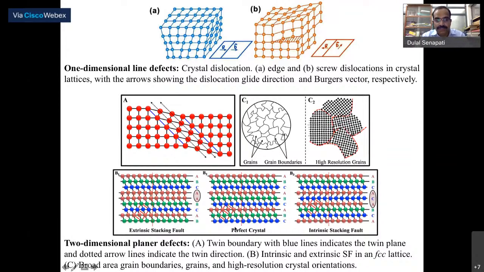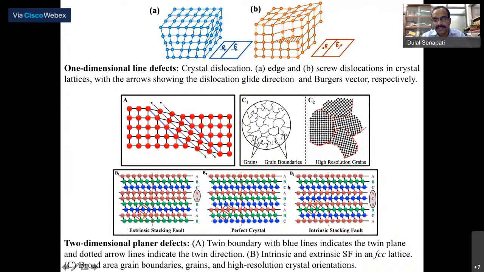Or it could be a stacking fault. Stacking fault means in a crystal, suppose the layerings are like this: A, B, C, A, B, C, A, B, C. So this is a perfect crystal. There are no defects or anything.